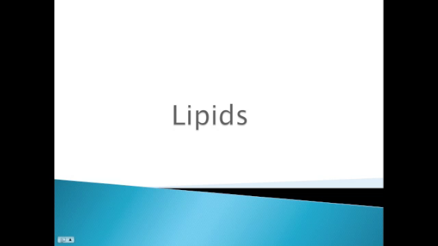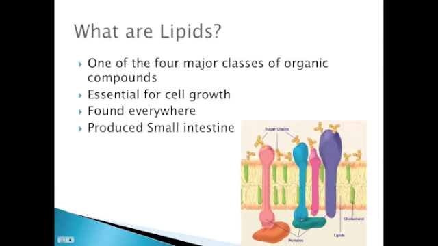Today we're going to talk about lipids. Lipids are one of the four major classes of organic compounds. Organic compounds are compounds that are living and have carbon in them. Lipids are essential for cell growth and they're found everywhere in the human body. They are produced in the small intestine. Here you can see a picture of the lipids, where it says lipids right over there.